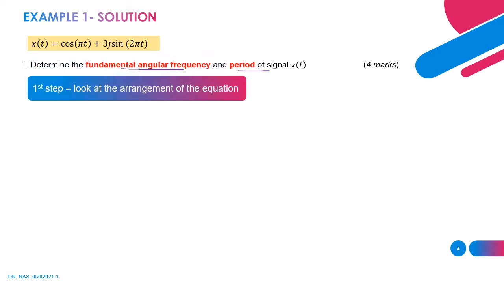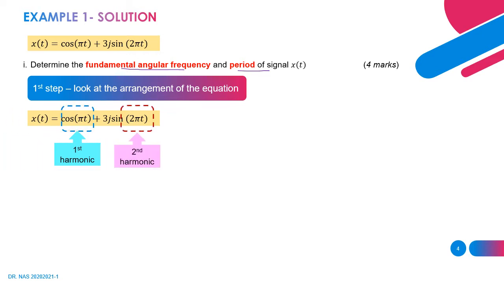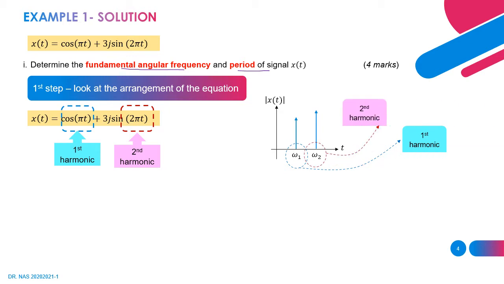The first question asks you to get the fundamental angular frequency and also the period of signal. To start with, you need to look at the arrangement of the equation. Usually the first component will give you the first harmonic, followed by second harmonic, and so on if you have third harmonic, fourth harmonic. The same goes when you have a graph, a single-sided spectrum for a trigonometric equation. The first signal represents the first harmonic, and the second one represents the second harmonic.